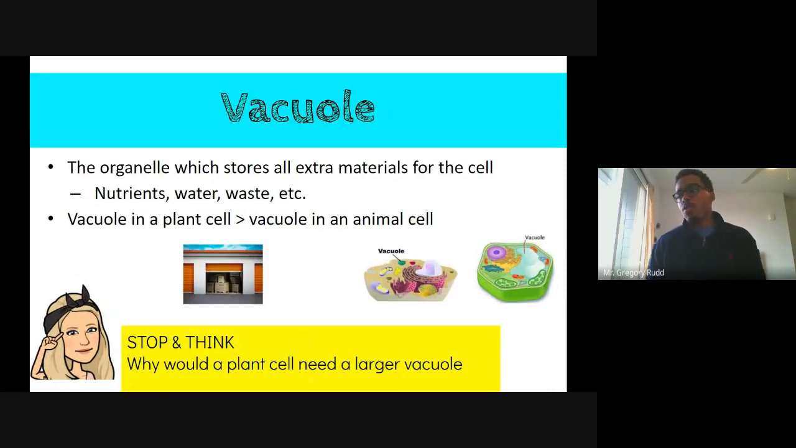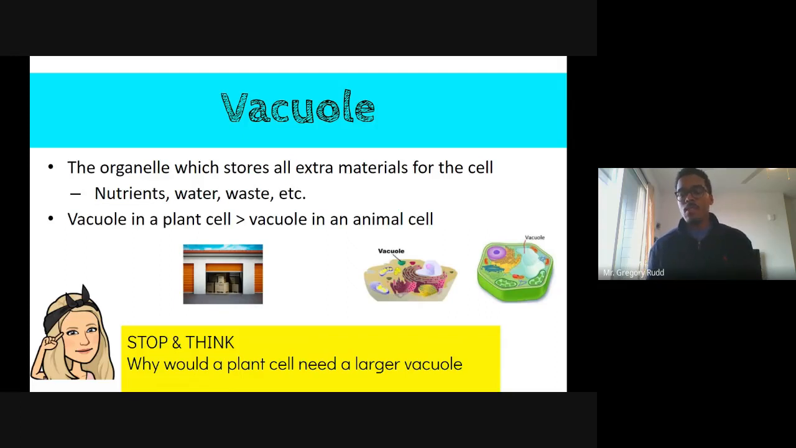A vacuole. Vacuoles are organelles that store the extra materials in a cell. So cells are constantly taking things in and producing things. They need to have a way of storing them for future use, or if they can't get rid of them at the time. And this might be nutrients, water, waste, other things as well. Now, the vacuole in a plant cell is much larger than the vacuole in an animal cell.